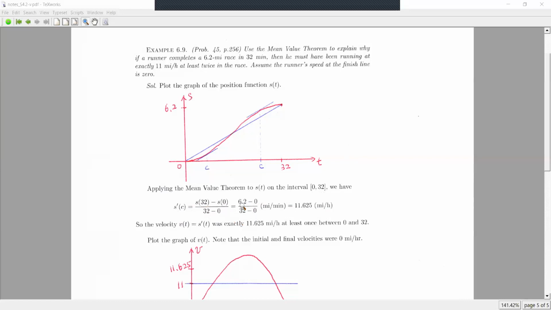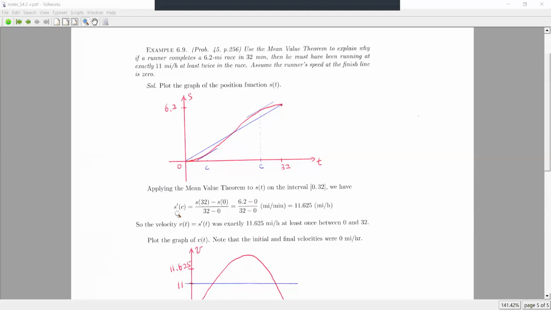Position 6.2 minus position 0 is the distance traveled by the runner on this time interval. And 32 minus 0 is the time elapsed. So distance traveled over time elapsed, average velocity. The unit is miles per minute. If we translate the unit into miles per hour, then this number is 11.625.